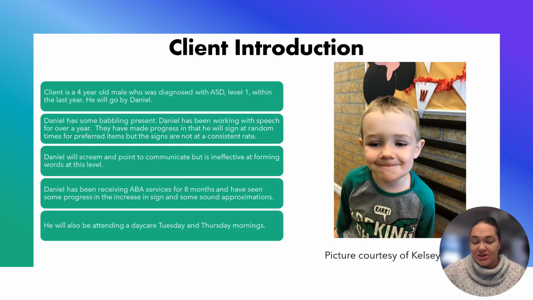So, client introduction. This is a 4-year-old male who was diagnosed with autism level 1 within the last year. We will call him Daniel. Daniel has some babbling. He's been working with speech therapy for a little over a year. They've made some progress with sign, and he will sign at random times, but it's not at a consistent rate. He will scream and point to communicate, but is ineffective at forming words at this current level.